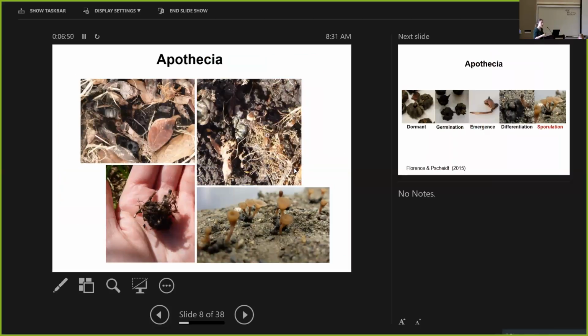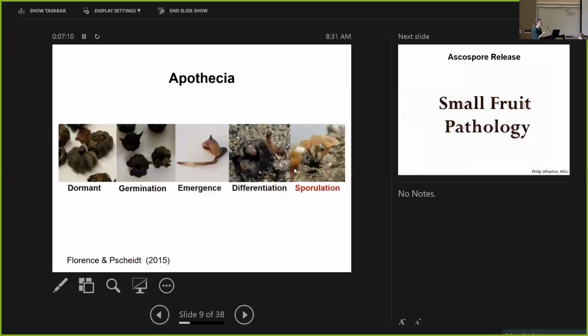And in spring, under warmer environmental conditions, these mushrooms or apothecia appear from these dormant structures, as you can see in this photo. So you see these little brown mushrooms appear from the berries. They're very small, as you can see in this photo, and they have several stages of development. Here from left to right, you see the different stages that Flores and Pscheidt at Oregon State University have distinguished, and which are officially used in the terminology now.